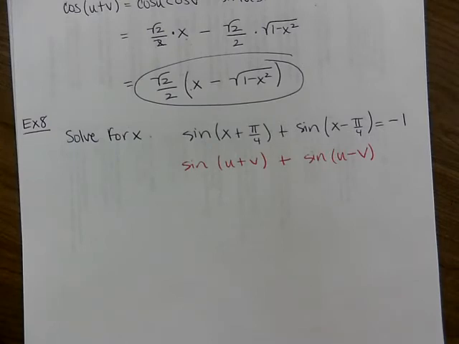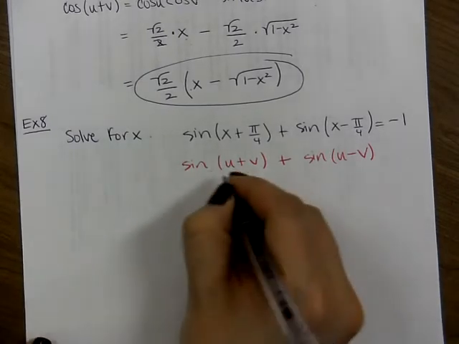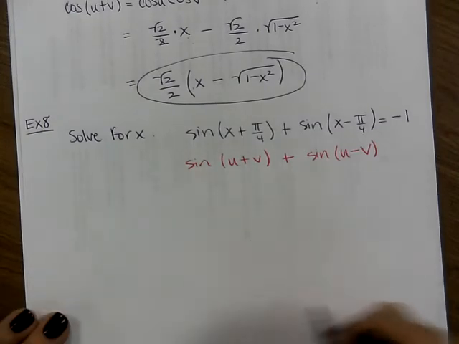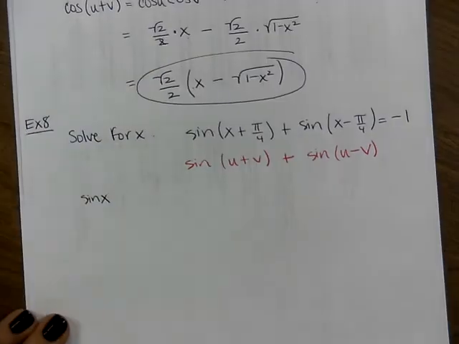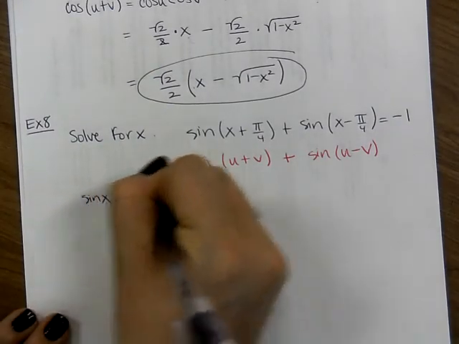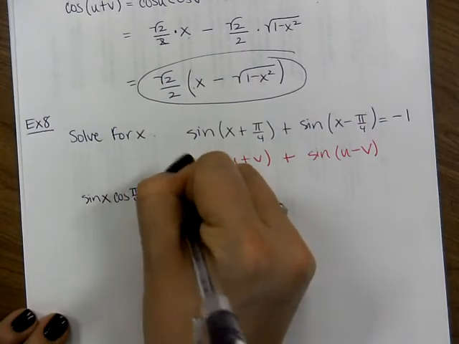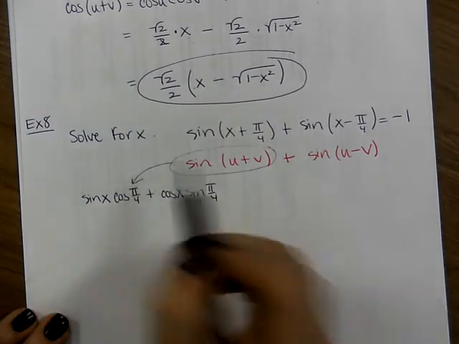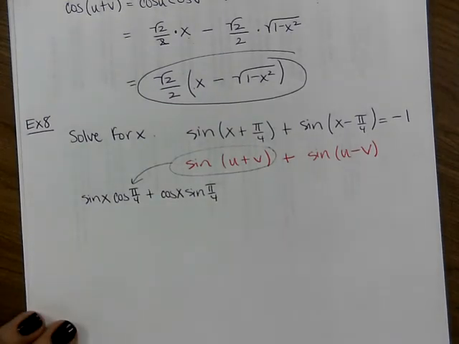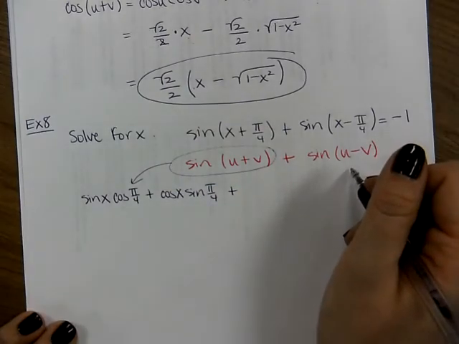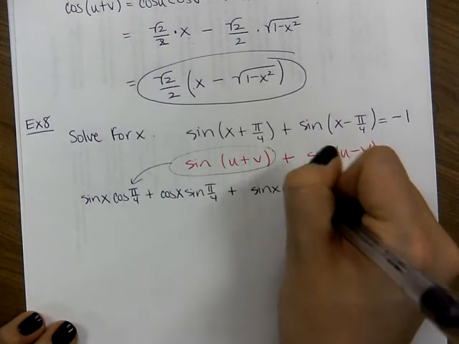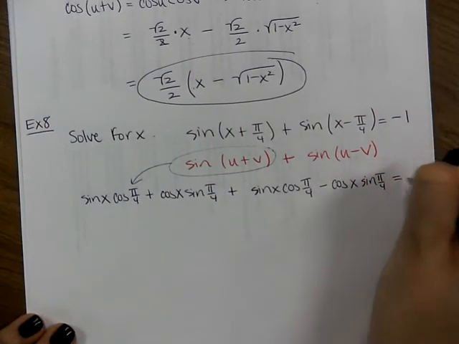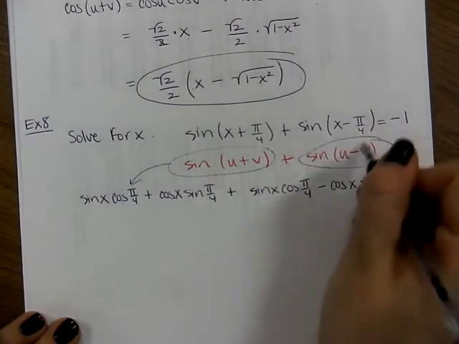Ready to plug it in? Okay, so I'm not going to write down the formula this time. Is that okay? All right, so we know in this case u is x and v is pi over 4, and that's actually true in both of these cases. So we're just going to plug it all in. So the sine of u plus v is the sine of u which is x, cosine of pi over 4, plus the cosine of x, sine of pi over 4. So that represents this piece here. Plus, now we got to do the sine of u minus v. So the sine of x, cosine of pi over 4, minus the cosine of x, sine of pi over 4. And remember, that's equal to -1 in this case. So this piece is here.